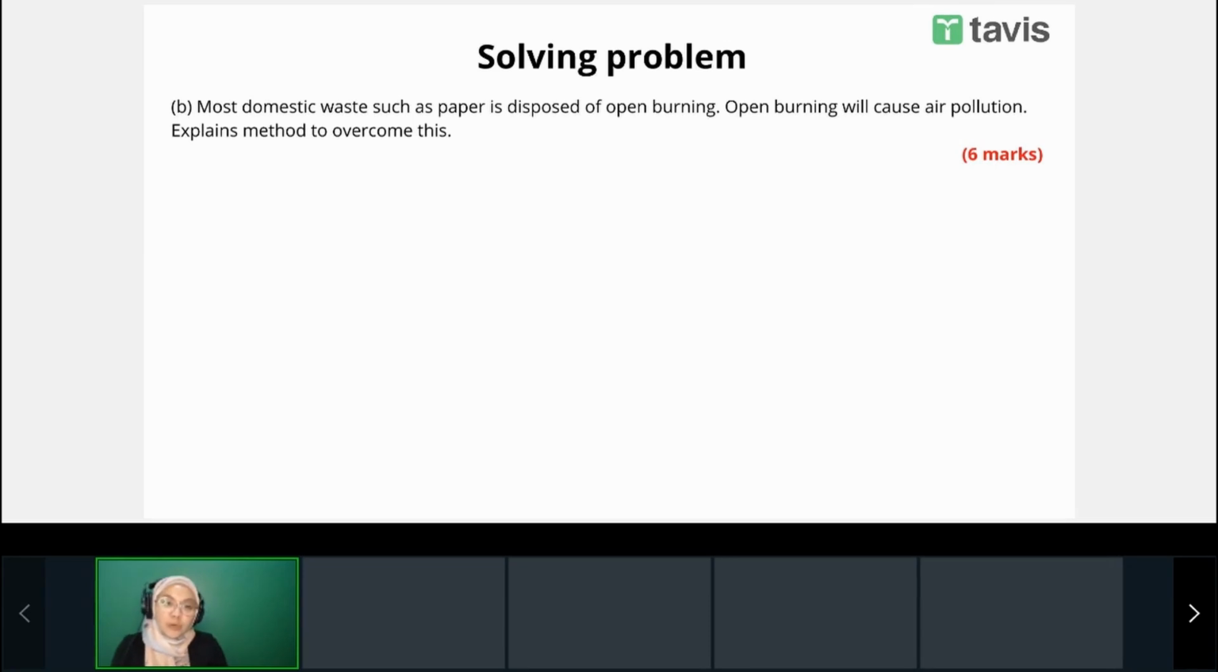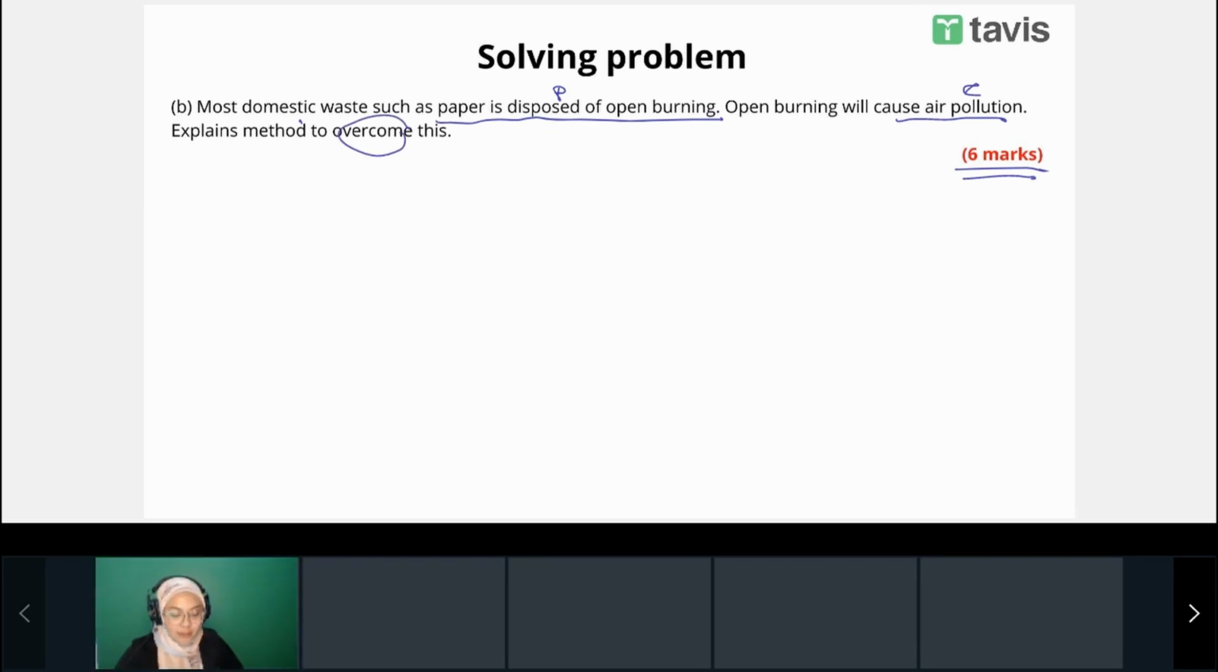Okay, let's move to the solving problem question. Yesterday, I did talk about the conceptualized question, but now let's discuss the solving problem question, how to tackle this kind of question. Usually, your utilized mark is 6 marks. Most domestic waste, such as paper, is disposed of by open burning. The problem here is the paper disposed by open burning. This is the problem. Open burning causes air pollution. The causes of the open burning, the effect of the open burning.